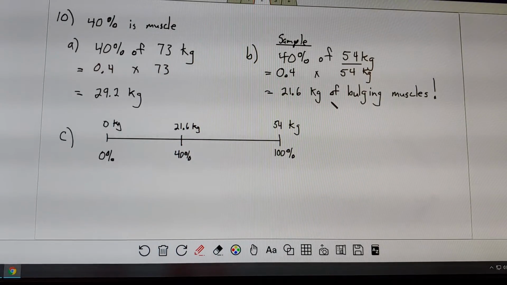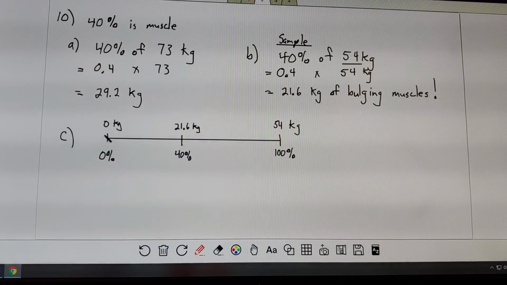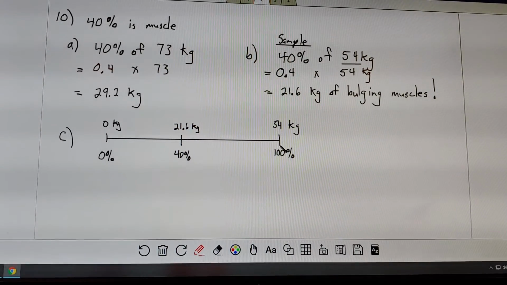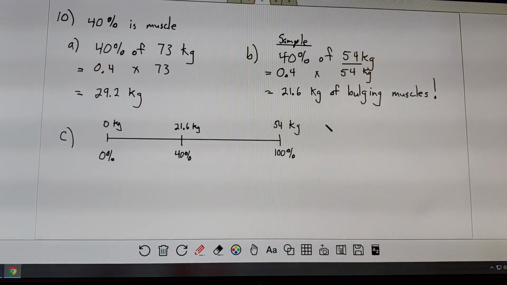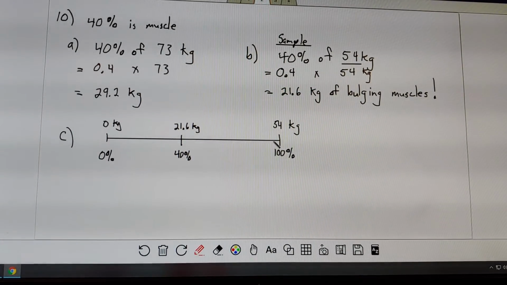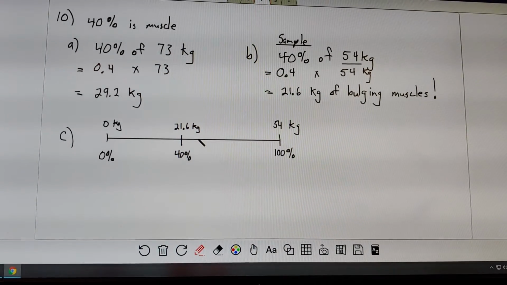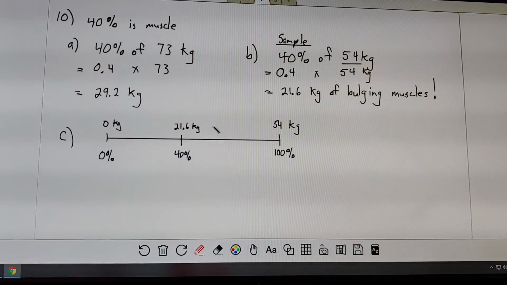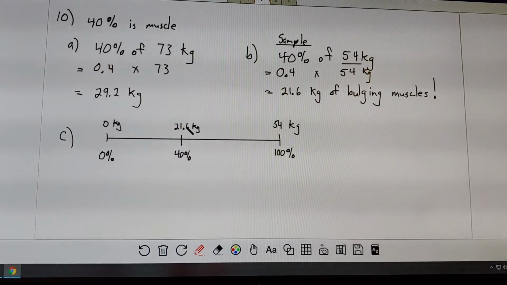Part C asked for you to draw a diagram. So what I did, I drew a line. I wrote down 0% and 0 kilograms. I knew that this person's entire body weight was 54 kilograms, so that would be 100%. And then I went along, okay, so that's 0%, that's 100%, I want 40%, so that would be about halfway. I went a little bit back, went boop, 40%, and I wrote down the person's weight. Okay?